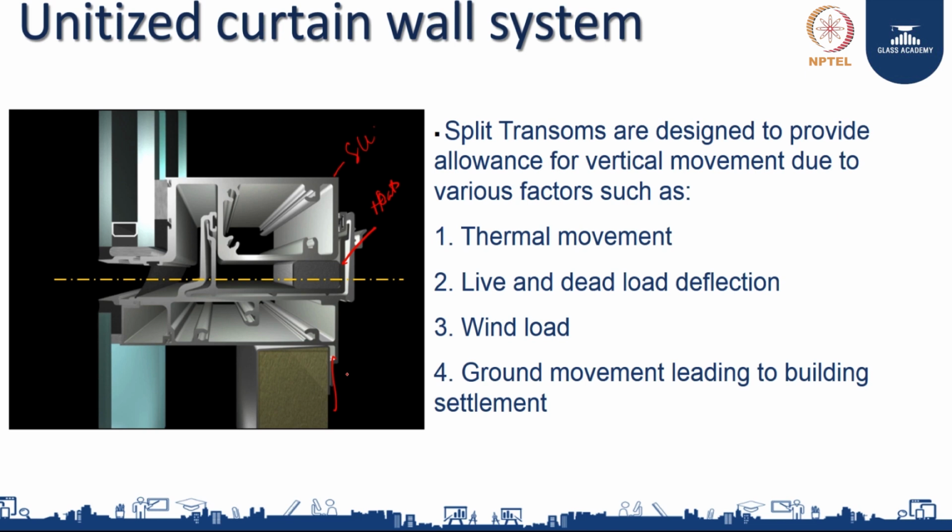That also can be calculated. Sometimes you do it for 1 millimeter or 2 millimeter, but it can be calculated. So your design has to take care of the thermal movement. If I make a rigid system, what will happen? They will tend to bulge out. That can create havoc for your building.